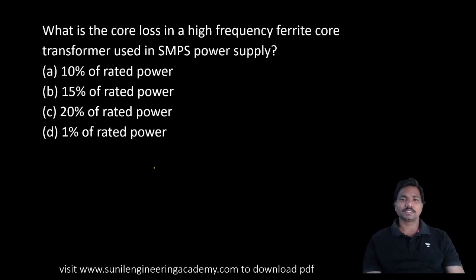Okay, coming to the next one. What is the core loss in a high frequency ferrite core of a transformer used in an SMPS power supply? Generally, the core losses are 4 to 5%. If you are using a ferrite type of core, the core losses will be very low, less than 2%, approximately 1 to 2%. So 1% is given, and we have to give the answer as 1%.